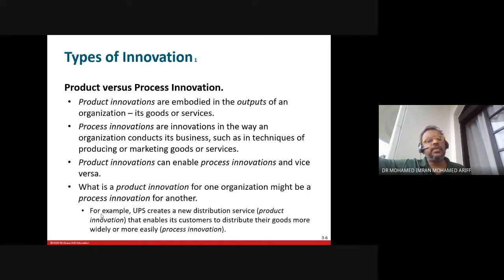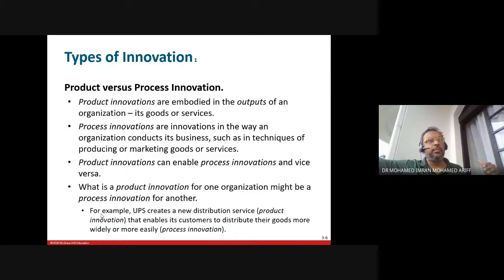Let's talk about product versus process. Product innovations are embodied in the outputs of an organization, its goods or services. Process innovations are innovations in which the way an organization conducts its business changes, such as techniques of producing or marketing goods or services. If you look at process, you can take, for example, Proton. When they make cars, it goes through a certain process. It has to be done in process A, B, C, D until the car comes. That is a process innovation.